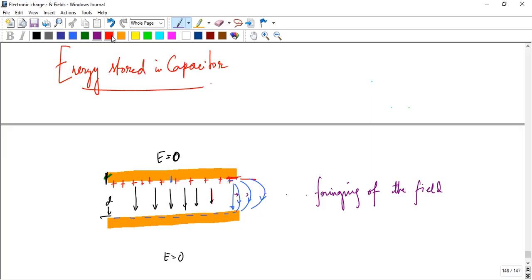Okay, and you know that capacitance C is equal to epsilon naught A over D, and we also know that potential V is equal to E dot D. Clear? Because there is some distance created, that is a bending, that's a weak field. Due to that weak field, the electric field line is bending. This line is not straight, it is bending. That bending is called fringing of the field.